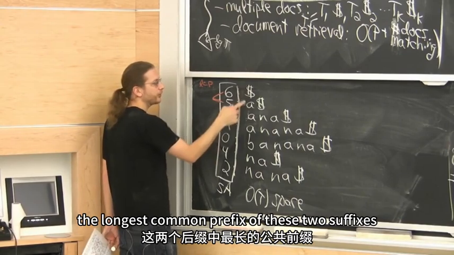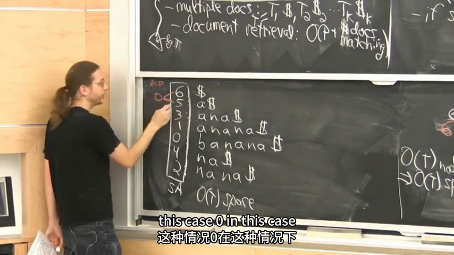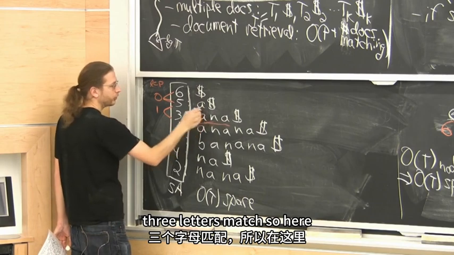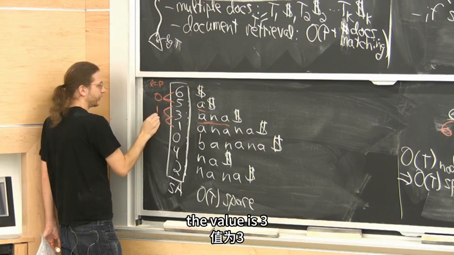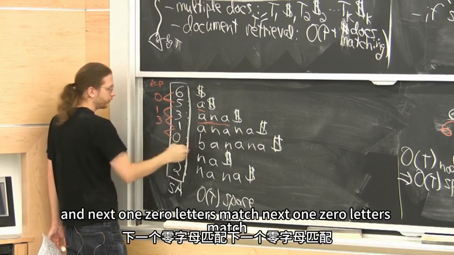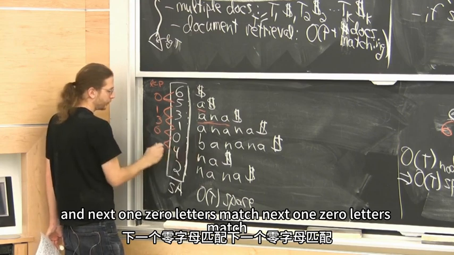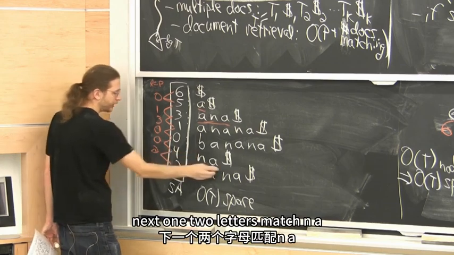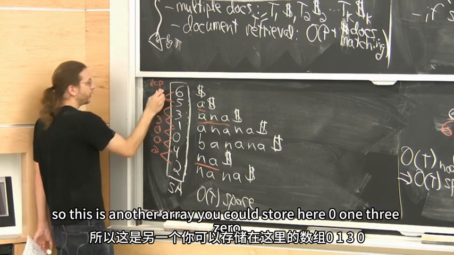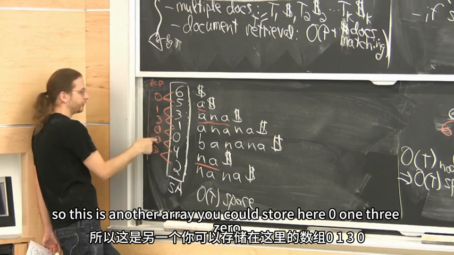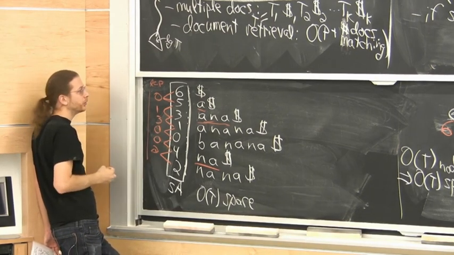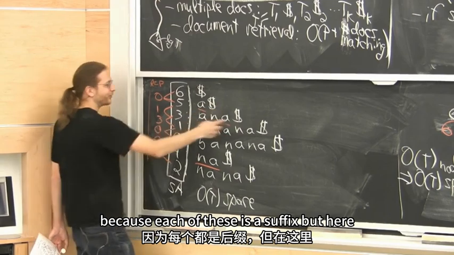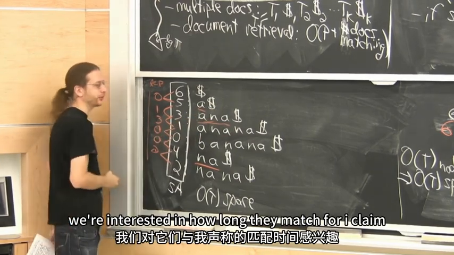LCP is: what is the longest common prefix of these two suffixes? In this case, 0. In this case, 1 letter. In this case, 3 letters match. So here, the value is 3. And next one, 0 letters match. Next one, 0 letters match. Next one, 2 letters match, NA. Okay, so this is another array you could store here: 0, 1, 3, 0, 0, 2. Longest common prefix of the suffixes. Because each of these is a suffix, but here we're interested in how long they match for.